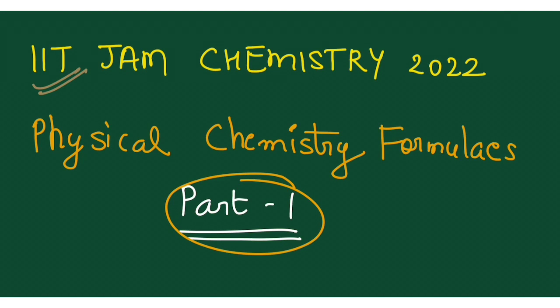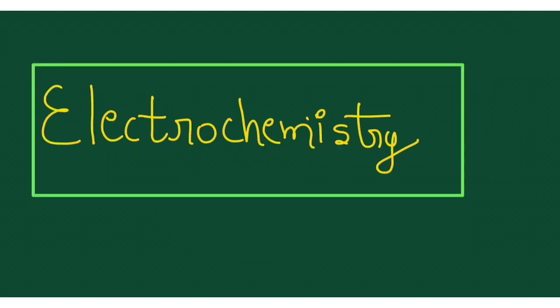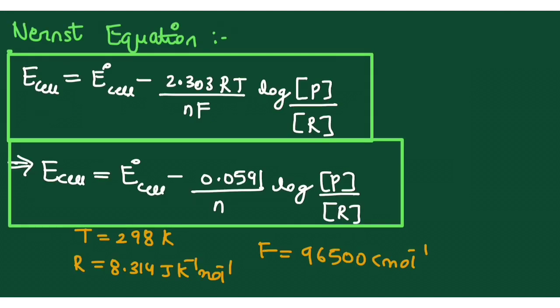Okay, so we are going to start with electrochemistry first. The most important formula for electrochemistry is the Nernst equation. For the Nernst equation, E cell is equal to E naught cell minus 2.303 RT divided by nF log of product divided by reactant, like as we write in chemical equilibrium.